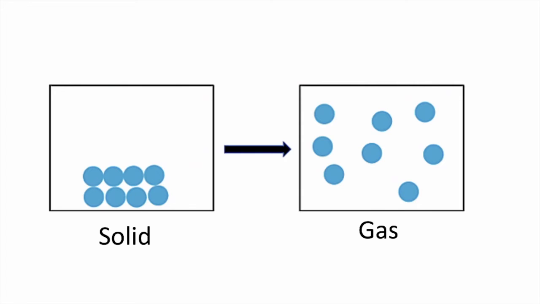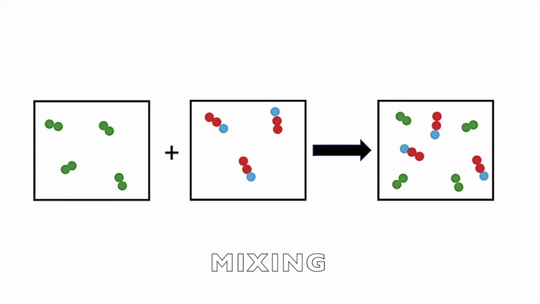Here's an example of mixing. You see we have two different substances. We have the green substance and we have the red and blue substance. If you take a look at the box all the way to the right, you'll see that the substances themselves have not changed. The green substance is the same, and the red and blue substance looks exactly the same. It's just that the substances have all been mixed together.